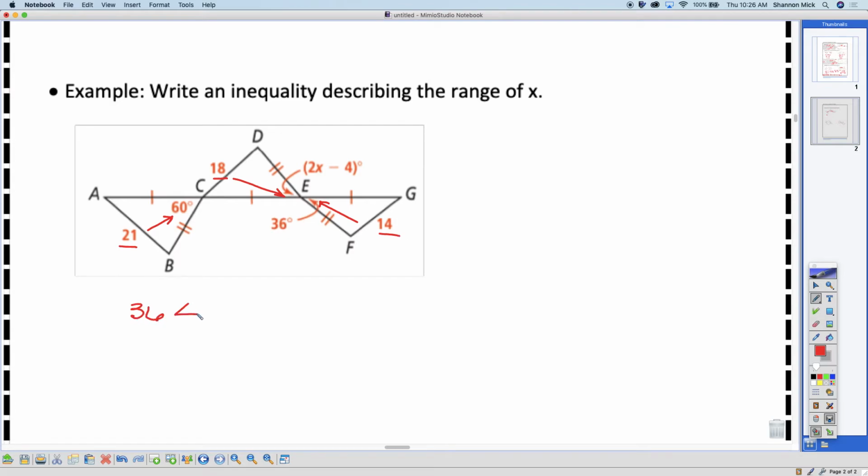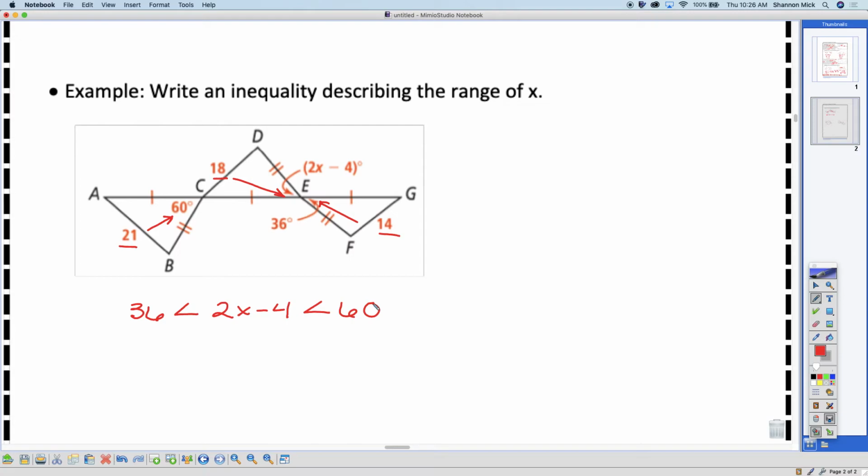36 is less than, which will be the next angle? 18. So across from 18 is 2x minus 4. And which is the biggest? 60. So how did we decide which one went where? We looked at their side lengths. They all have the congruent sides, so I look at the side length and can write the inequality. Now what I have is a compound inequality, and I need to solve it. I'm going to have a compound answer when I'm done.